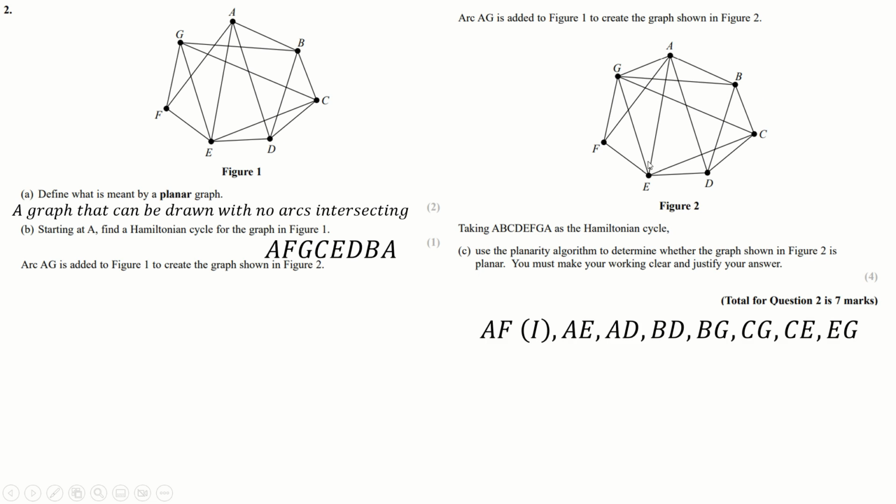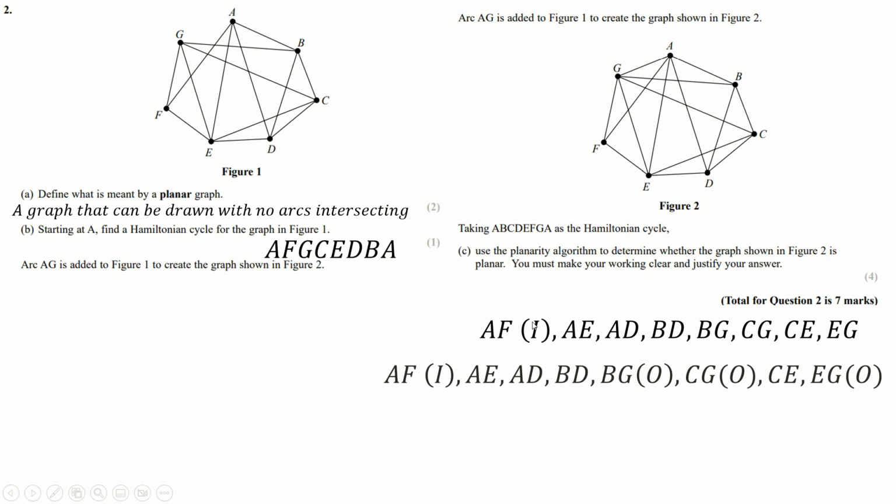Which means, of course, that GE, GC, and GB all need to be drawn outside. So like GE has to be drawn here to not cross with AF, which we're keeping inside. So those three we'll label as outsiders. And then we'll go through the outsiders we just wrote down. So BG is this one here.